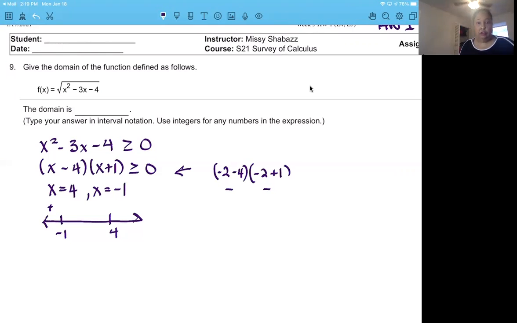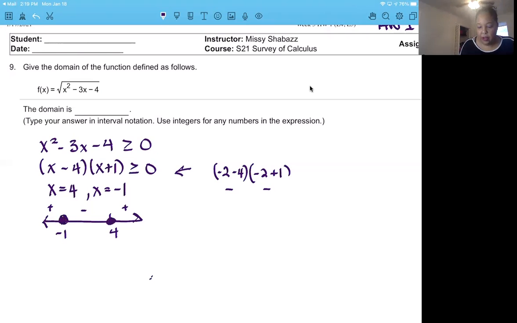If I choose a number between -1 and 4, if 0 is in the interval, I always choose 0. So I'm going to have a -4 times a positive 1, which gives me something that's negative. If I choose something larger than 4, let's say 5, I'm going to have a positive times a positive, which is positive. It is greater than or equal to, so I can include -1 and 4.